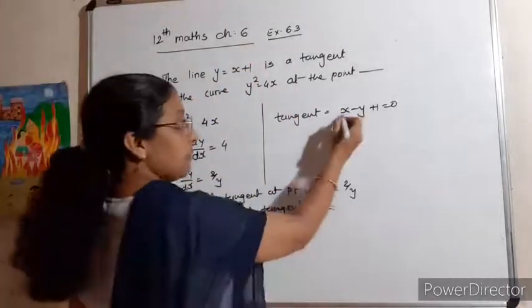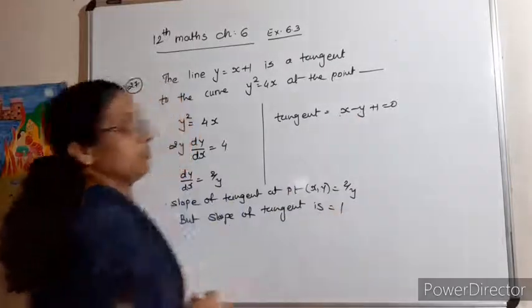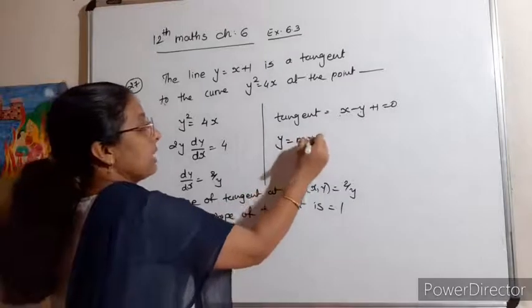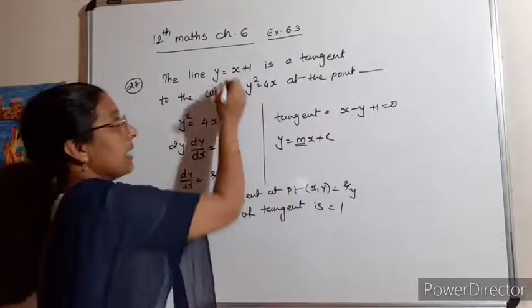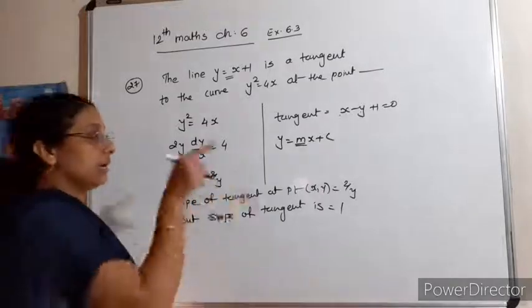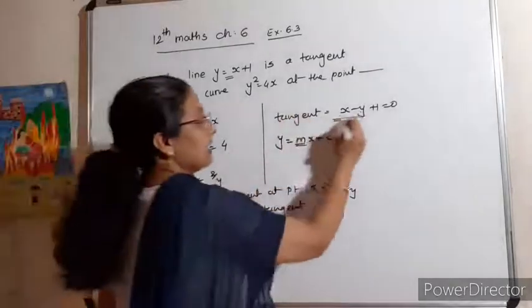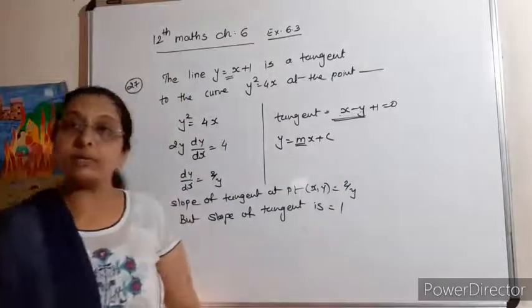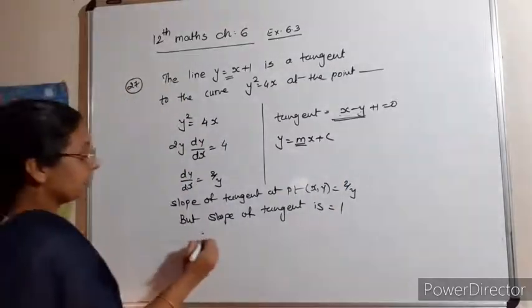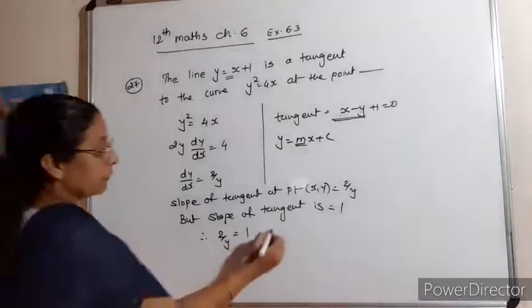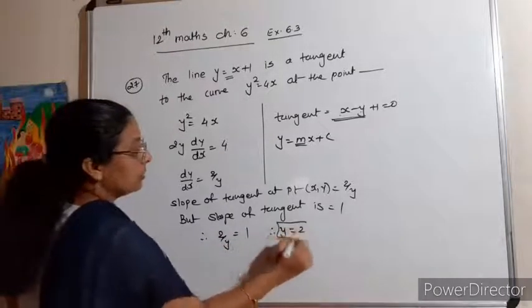Then it is minus a upon b. The slope is 1. Right? You can compare y is equal to mx plus c, so this m is the slope of the tangent. Or else, if you don't remember this, then do minus a upon b. By both ways, you will get the slope is 1. Therefore, you can say 2 upon y is equal to 1. Therefore, y is equal to 2.